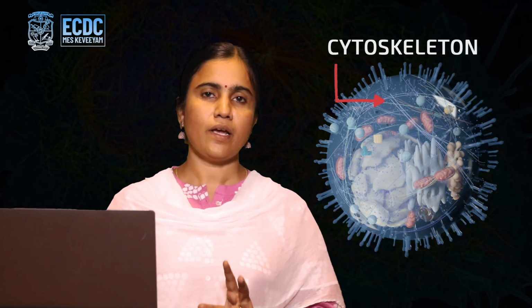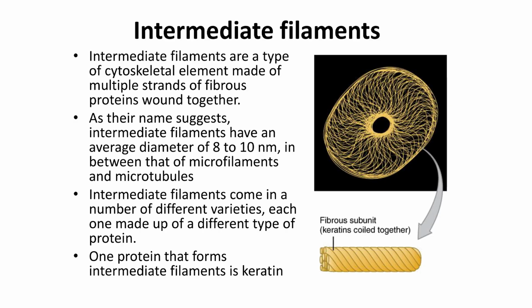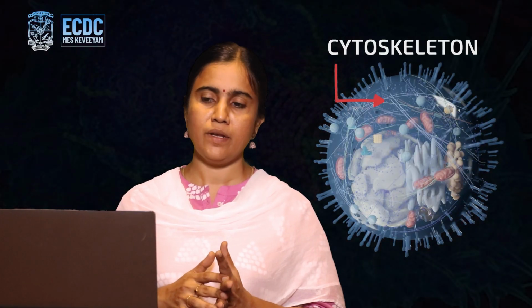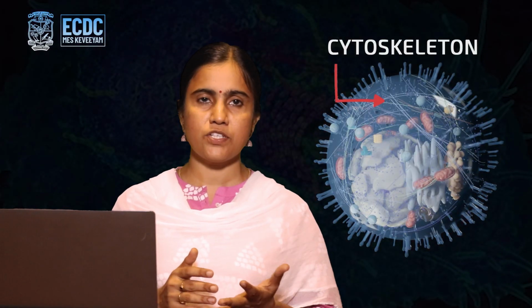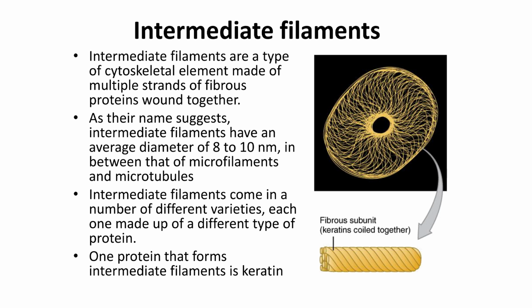Now, about the second component, the intermediate filaments. The intermediate filament, as the name suggests, has an intermediate average diameter of about 8 to 10 nanometers. It is in between the diameter of microfilaments and microtubules. Intermediate filaments are a type of cytoskeletal element made up of multiple strands of fibrous protein which are bound together. Intermediate filaments come in a number of different varieties, each one made up of a different type of protein.